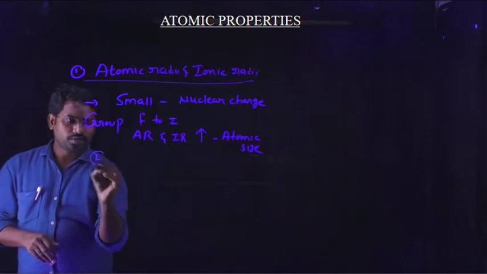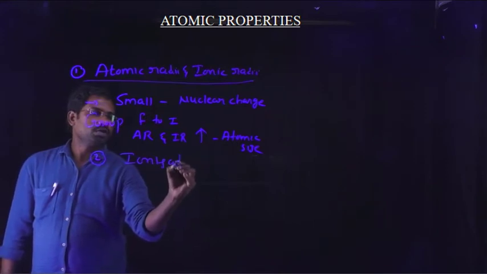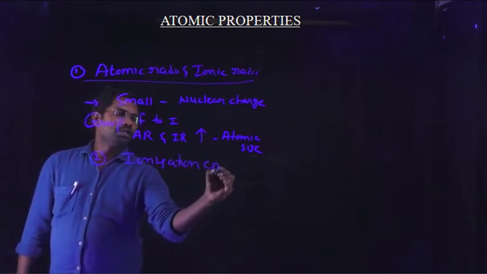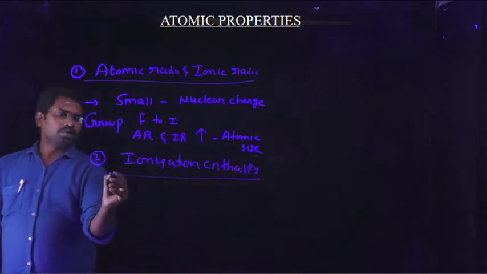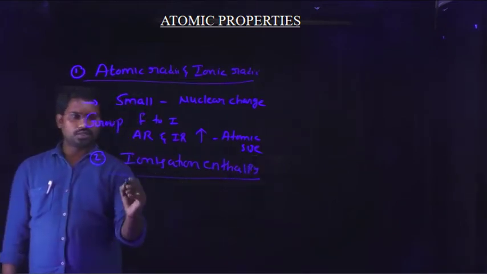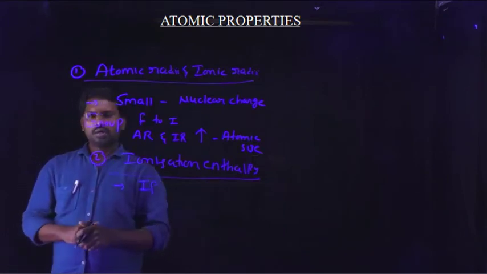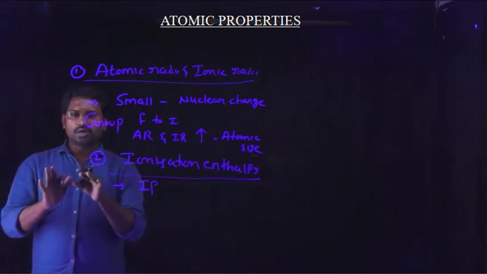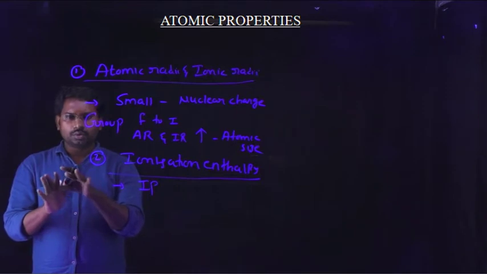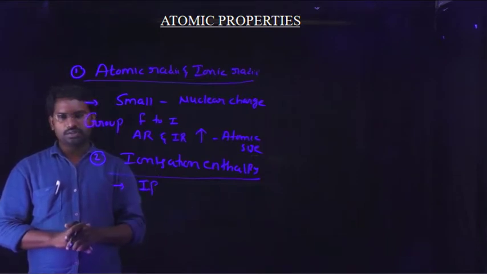And the second point, ionization enthalpy. Another name for ionization enthalpy, you know very well, is the IP value, ionization potential. So what is the meaning of ionization enthalpy? The amount of energy required to remove the most loosely held electron from a gaseous neutral atom. That is known as ionization enthalpy.